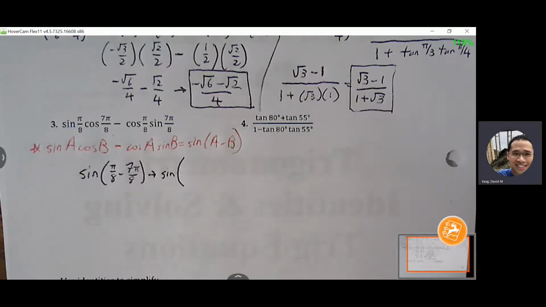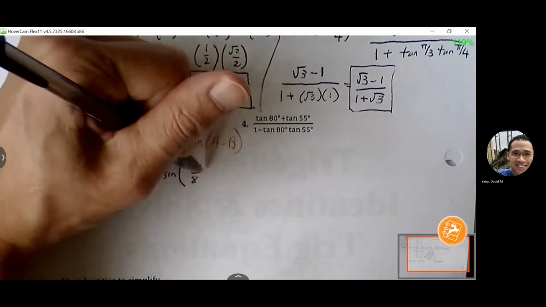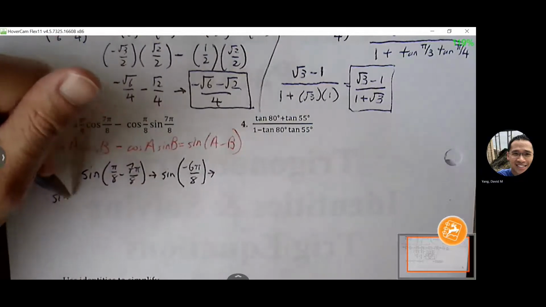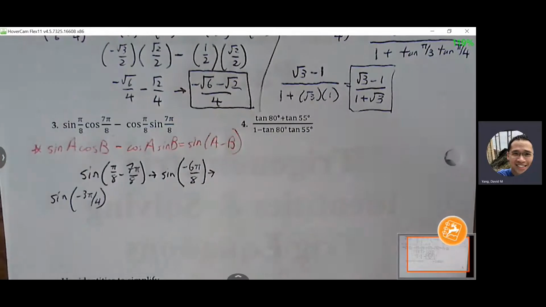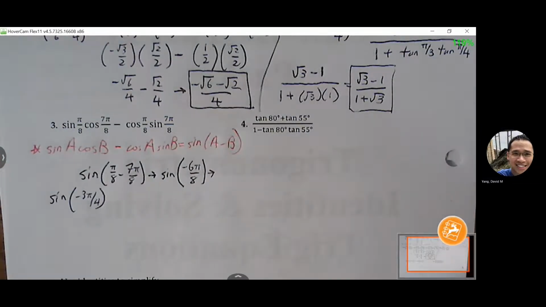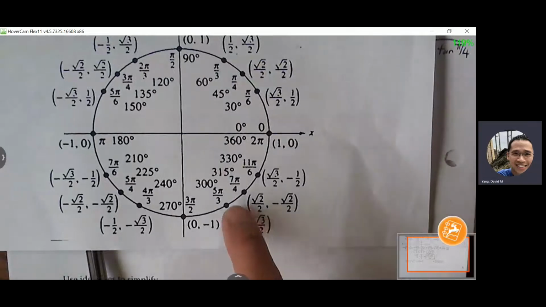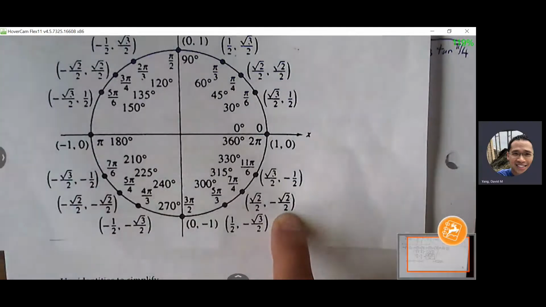So we get sine of negative 6π over 8, which is sine of negative 3π over 4. Okay, so negative 3π over 4, that's going to be in the fourth quadrant. Basically, it is 7π over 4. Sine, it's going to be the y value, right? Negative root 2 over 2.